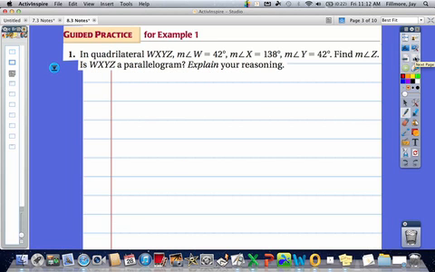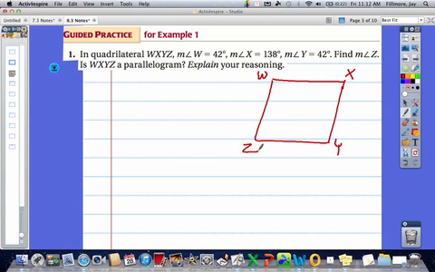So in quadrilateral WXYZ, the measure of angle W is 42, the measure of angle X is 138, and the measure of angle Y is 42, all these being degrees. Find the measure of angle Z. Then we will answer the question, is it a parallelogram, and explain your reasoning. So I'm going to draw this out first. Some quadrilateral, and when we list the letters, we always go clockwise.